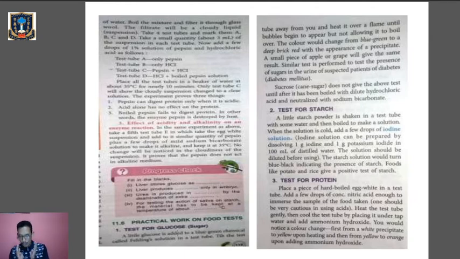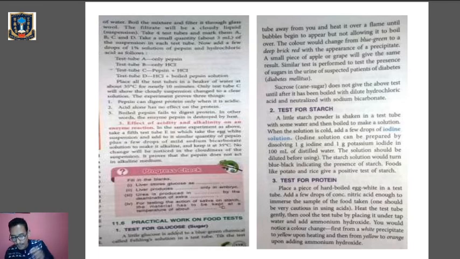Now what we do, we will take 4 test tubes and mark them A, B, C and D. So this is what we are doing. We are taking the white portion of an egg in 500 ml of water, boiling it, and after boiling we go for filtration. The filtrate will be collected, and it will have a cloudy liquid suspension. After that, we are taking 4 test tubes and marking them A, B, C and D.